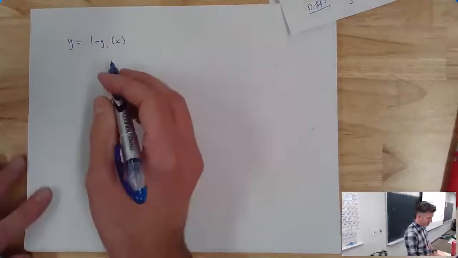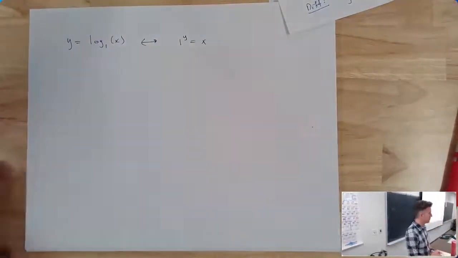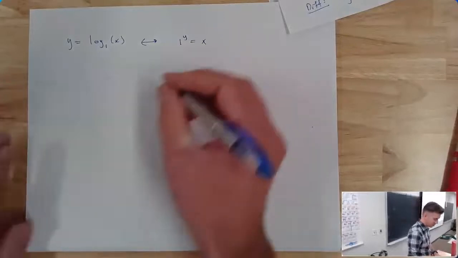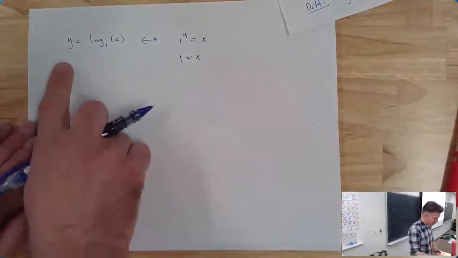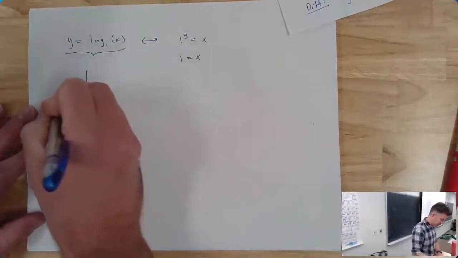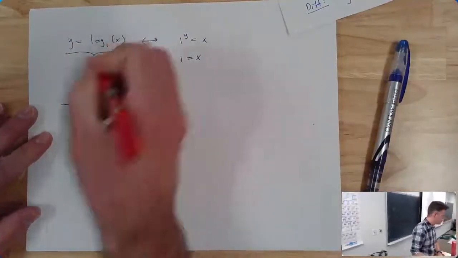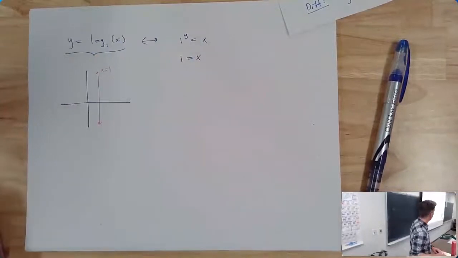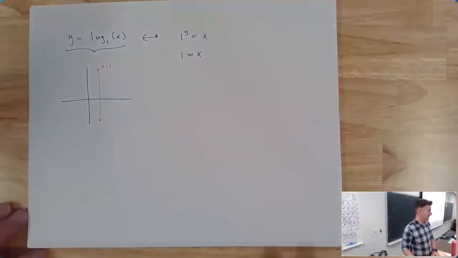So the problem with this is, actually, let's rewrite it. 1 to the y equals x. So no matter what y is, what's 1 to any power? So really, you're just graphing the vertical line x equals 1. So y equals log base 1 of x is not exciting. This is the same as just the graph of x equals 1. In a similar way, in fact, exactly the same reason why 1 as a base isn't exciting if it's exponential.